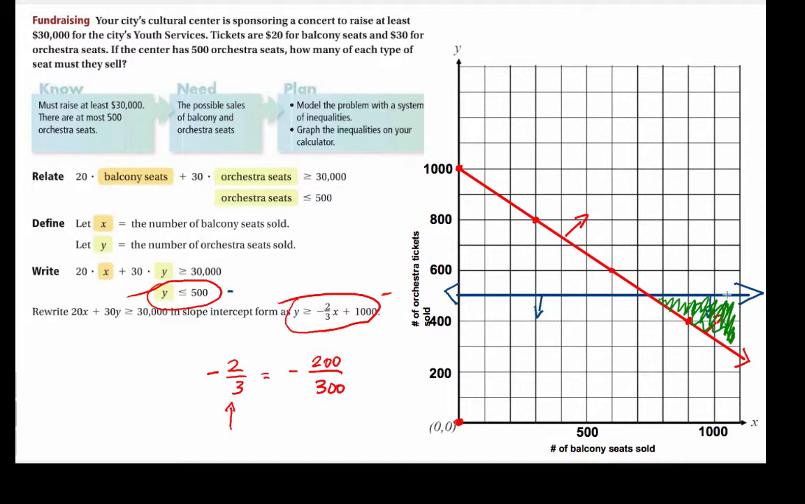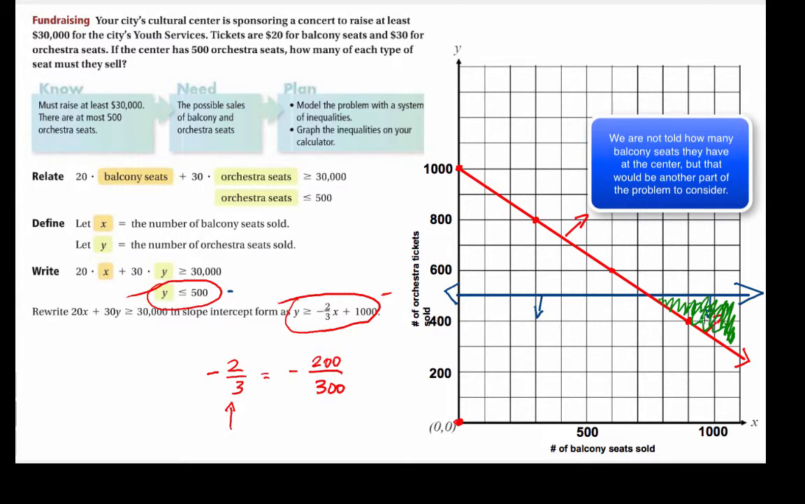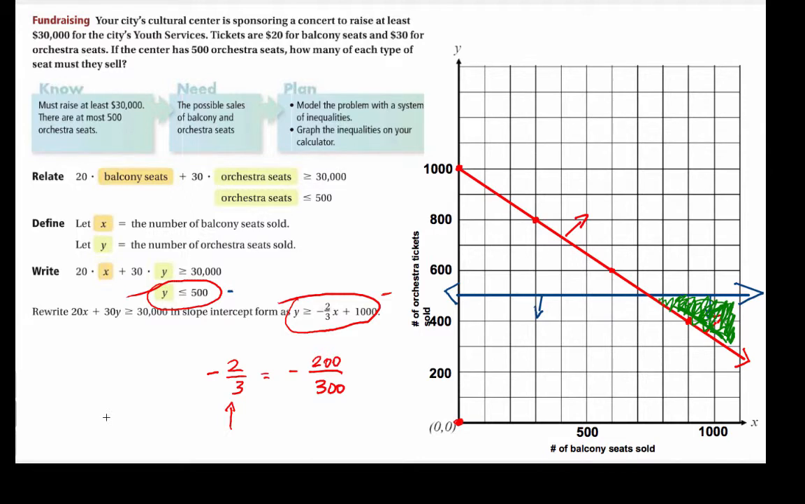All right, now obviously, we could extend this graph out forever. It's not really that small of an area, but it appears to be small for the graph that we're working with. But in practicality, it wouldn't extend out forever because we're probably not going to sell more than 1,000 balcony seats. But that's for another discussion. So to answer our question, if the center has 500 orchestra seats, how much of each type of seat must they sell? Well, in order to raise the 30,000, they need any combination that's in this green area here.